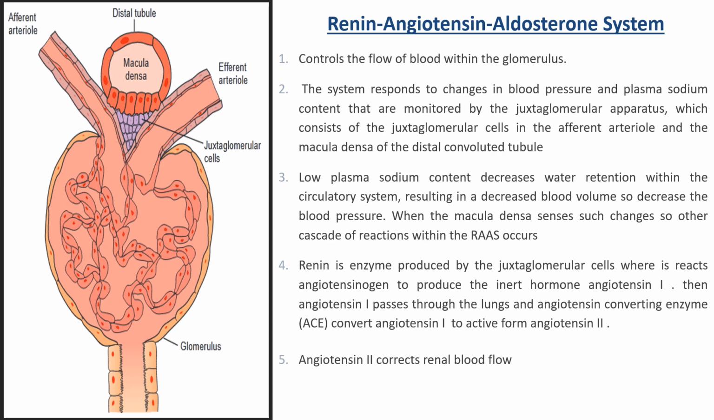Renin is an enzyme produced by juxtaglomerular cells, which reacts with angiotensinogen to produce the inactive hormone angiotensin 1. Then angiotensin 1 passes through the lungs, where angiotensin converting enzyme, ACE, converts angiotensin 1 to the active form, angiotensin 2. Angiotensin 2 corrects the renal blood flow.